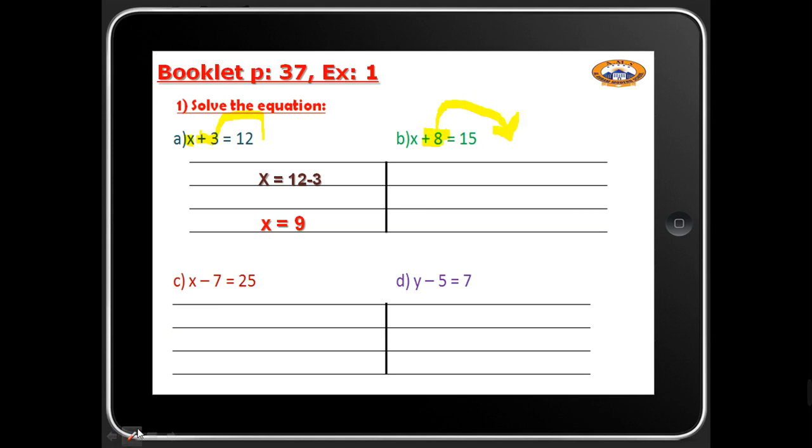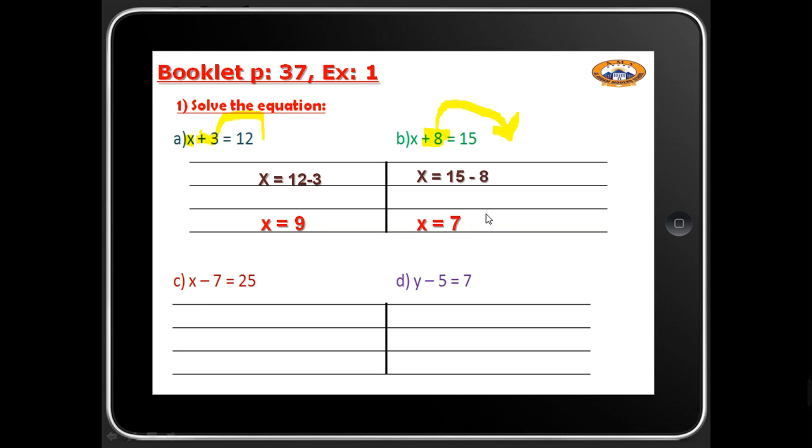So I want to write the x alone. So here the x is going to be, very good, 15 minus 8. And now this is not the solution for the equation. We have to get the answer. So 15 minus 8, excellent, it will give me 7. So the answer here is x equal 7.